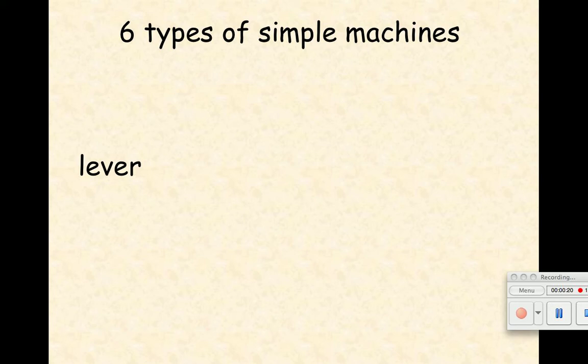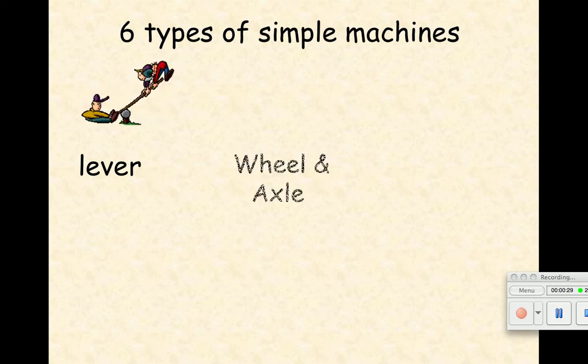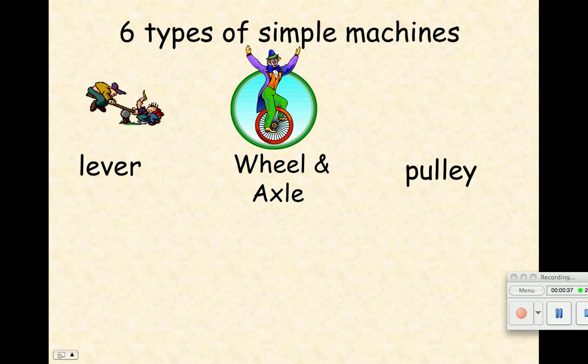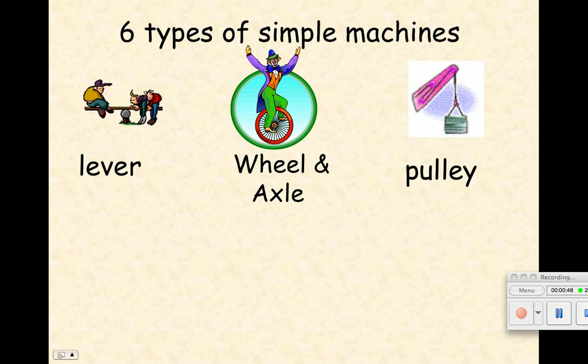A lever, which is basically a stick that pivots on a fixed position called a fulcrum. A wheel and axle, which is a modified type of a lever. It's just a lever that moves in 360 degrees. And a pulley, which is basically, again, a lever whose fulcrum is the pulley itself, and the rope being the stick.